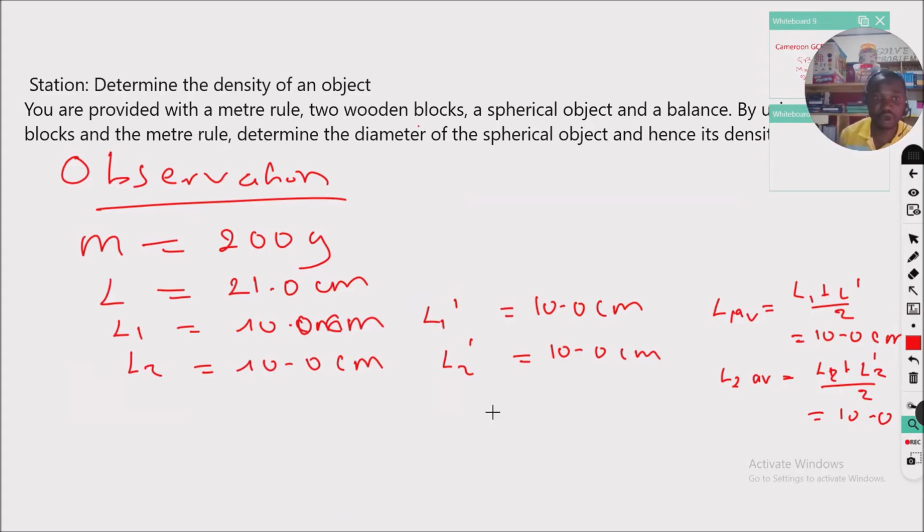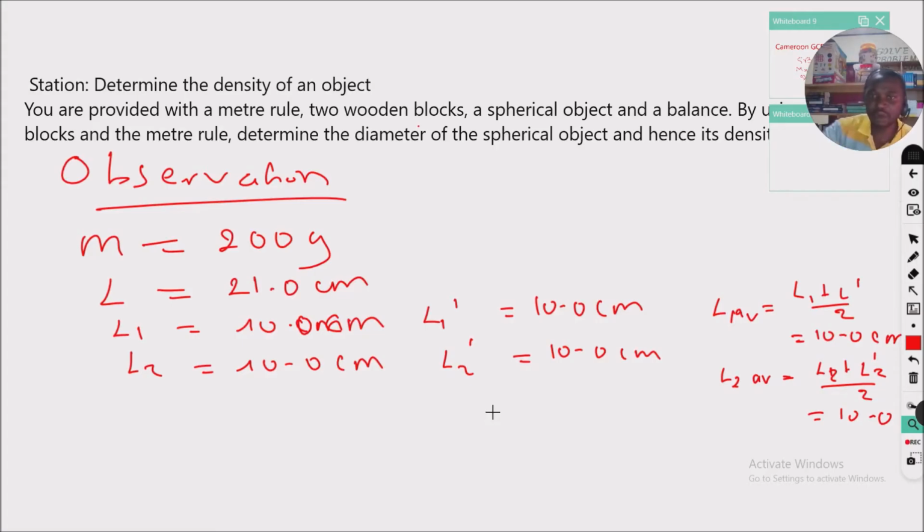You saw L1, you saw L2, you saw L, you saw mass because you measured them. That's your observation. This is what I observed. I observed the mass to be this. I observed my total length to be this. I saw the length of L1 to be this. I saw the length of L2 to be this. That's all.